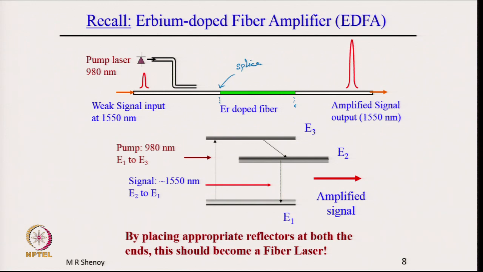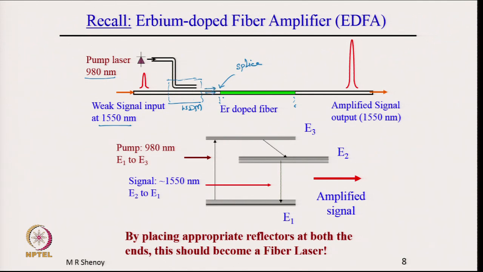A splice is a joint which is usually done by arc fusion, and the two fibers are joined permanently. And a weak signal enters through the optical fiber here, and this portion was a WDM coupler. We have discussed this in detail. This region is the wavelength division multiplexed coupler, which combines the signal wavelength, around 1550 nanometer, and the pump wavelength, around 980 nanometer.